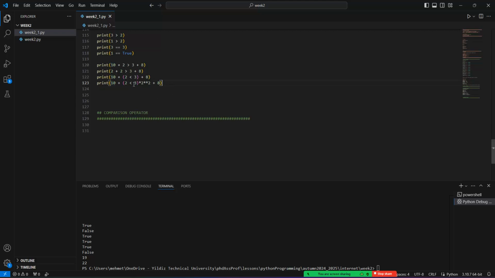So what happens if I choose this code? 2 times this one.